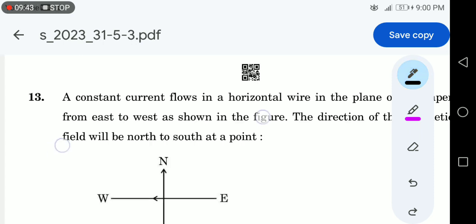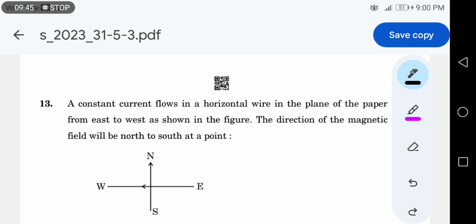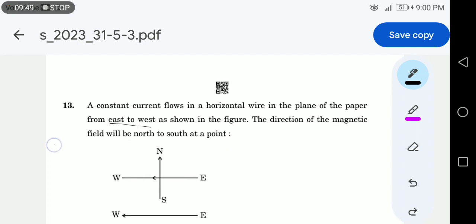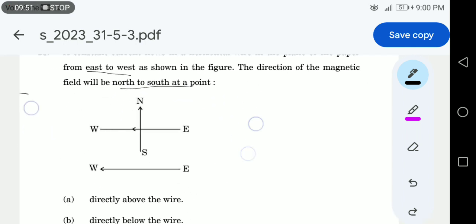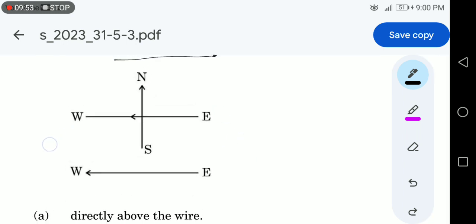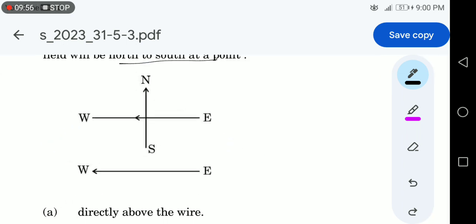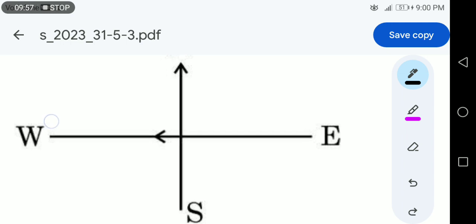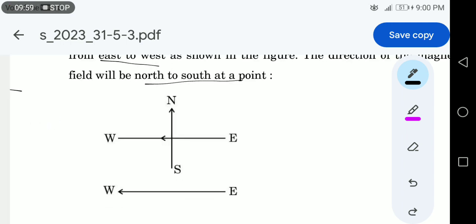A constant current flows in a horizontal wire in the plane of paper from east to west as shown. The direction in which the magnetic field will be north to south at a point is, by using the right hand thumb rule, we can see that the direction of the magnetic field will be like this.